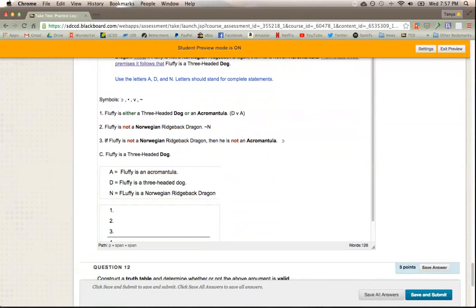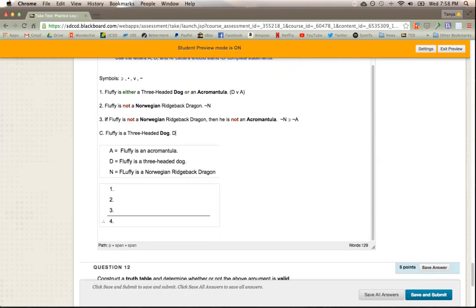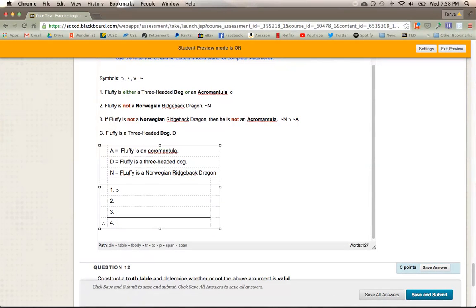We just need to figure out what the first and second part is. So if blank, Fluffy is not a Norwegian Ridgeback dragon, so that's not N. Then he is not an acromantula, so that's going to be not A. And then finally, we have Fluffy is a three-headed dog. That's just our atomic statement D. So now that we've figured it out, we can put it in the table. And I recommend doing the partial translations if you find this complicated at all.